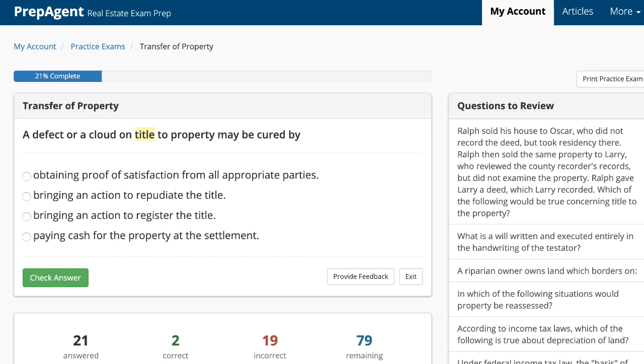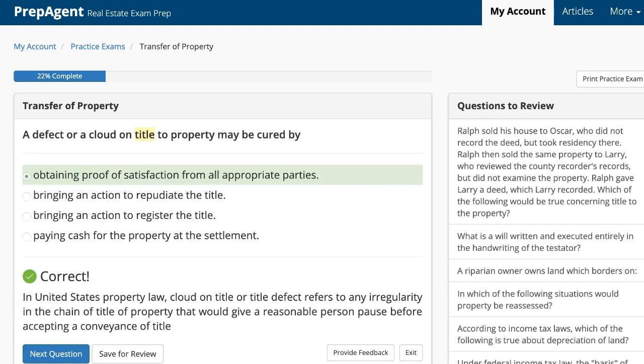Now I'll read this one again. A defect or a cloud on title to property may be cured by A, obtaining proof of satisfaction from all appropriate parties. B, bringing action to repudiate the title. C, bringing action to register the title. Or D, paying cash for property at the settlement. And the answer is A, obtaining proof of satisfaction from all appropriate parties.